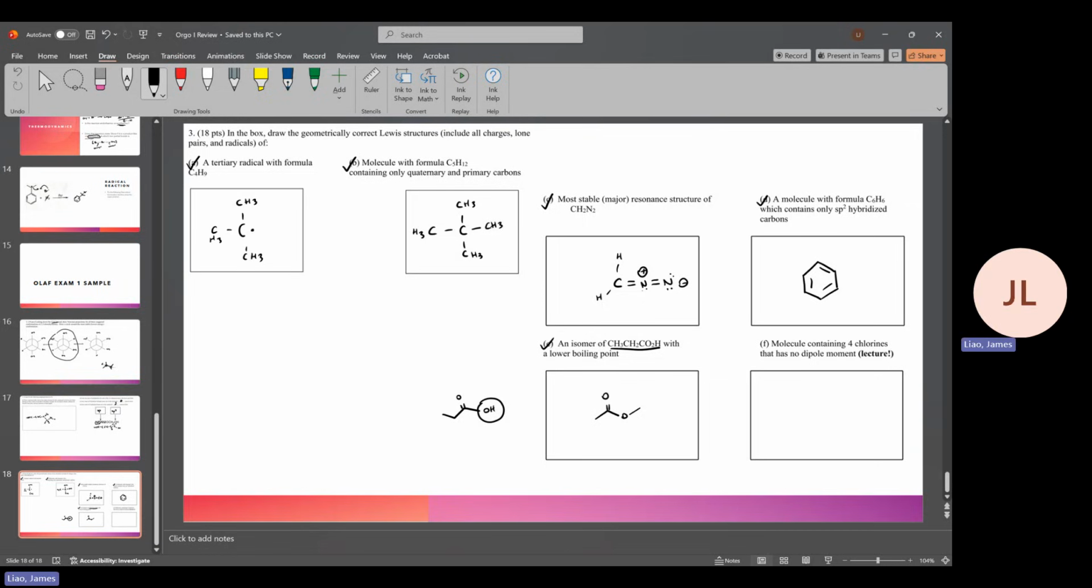And finally, part F: a molecule containing four chlorines that has no dipole moment. Okay, so no dipole moment. The one that came to my mind is a carbon with four Cls. Each bond individually has a dipole moment, but the overall molecule has no dipole moment because they're all symmetrical, making it nonpolar.